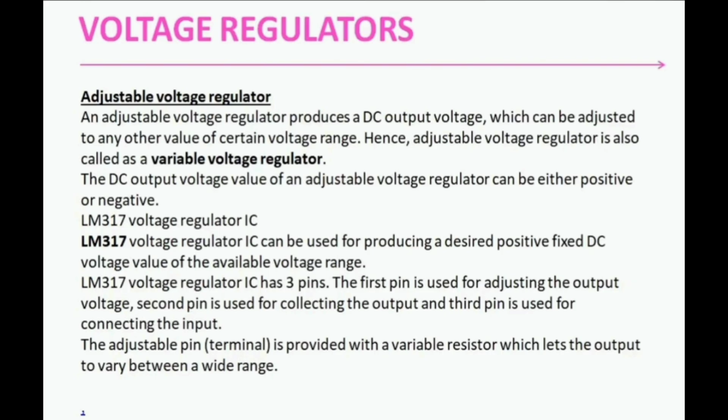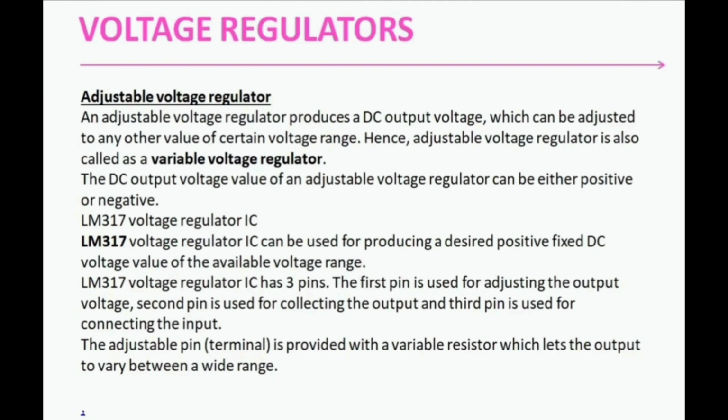So next, let us go for adjustable voltage regulator. It produces DC voltage which can be adjusted to any other values of certain voltage range. Hence, the adjustable voltage regulator is also called as variable voltage regulator. The DC output voltage value of adjustable voltage regulator can either be positive or negative. Example for this one is LM317.